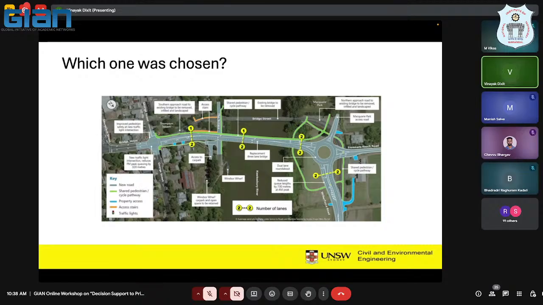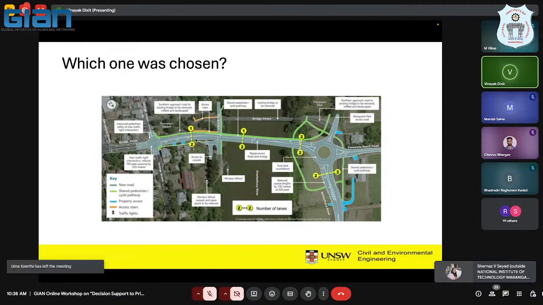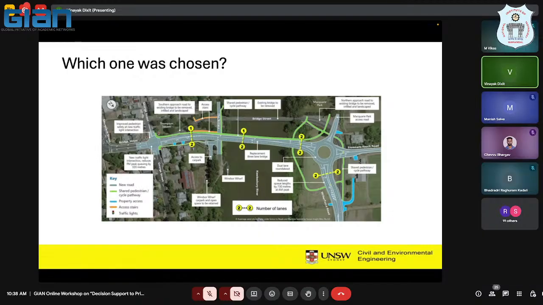And eventually what was built was option 1 and option 2. Basically you had a shared pedestrian pathway that was built around that, and there was an expansion in the road as well, right?